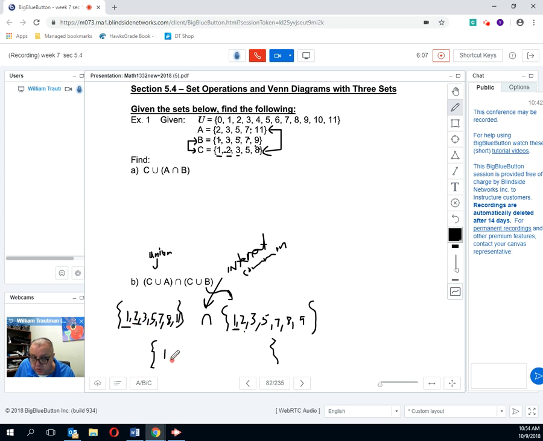They both have a 2. They both have a 3. They both have a 5. They both have a 7. They both have an 8.